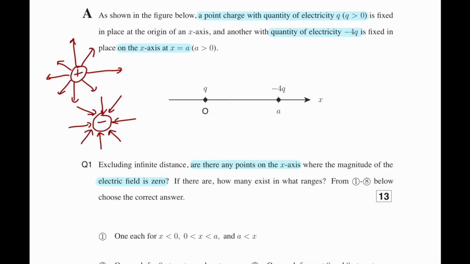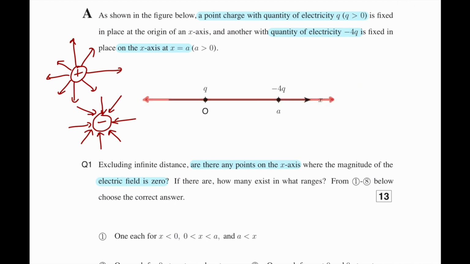If I draw by using my red highlighter, this is the direction of electric field produced by this positively charged. Out or away from that charge.